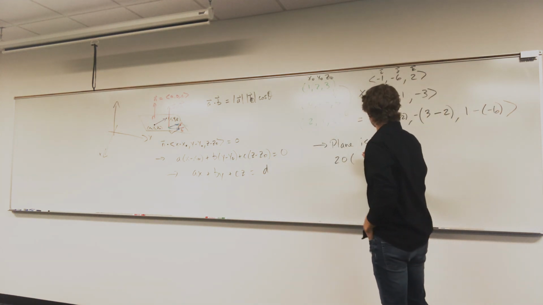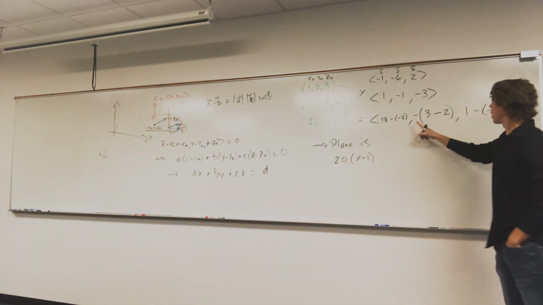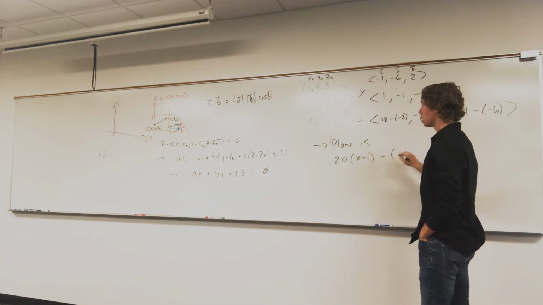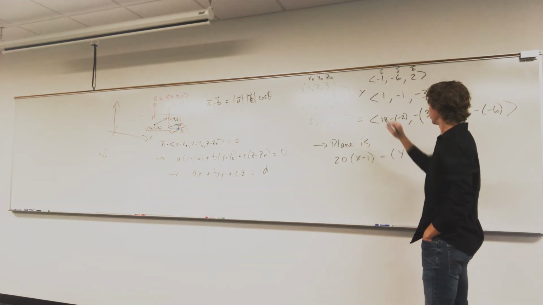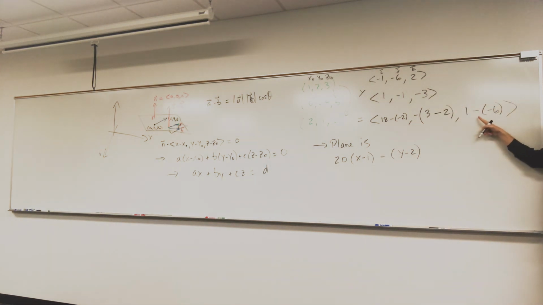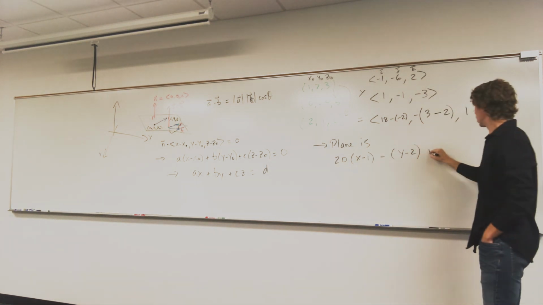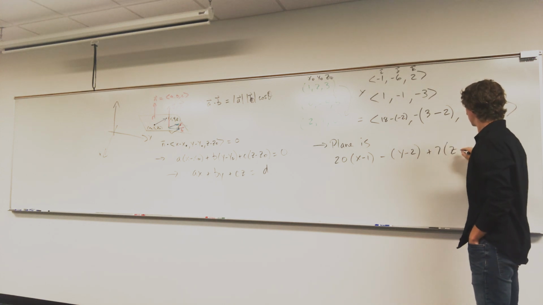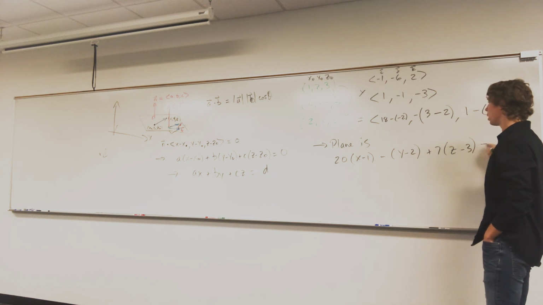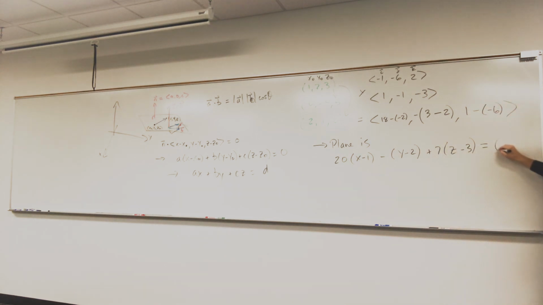So this will be x minus 1. And we got minus 1 times y minus 2. This is 1 plus 6. Times z minus 3. And all of that has to be equal to 0.